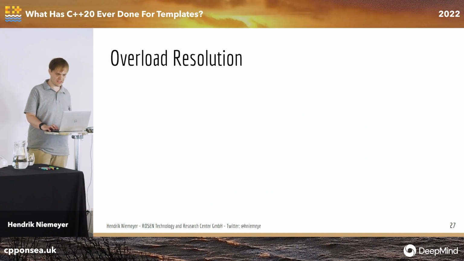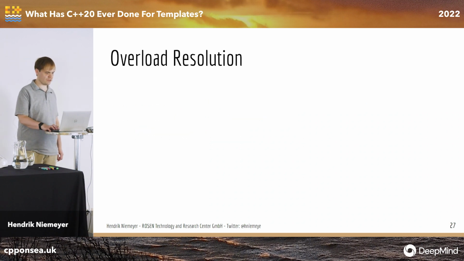And the next thing, and maybe the most important thing with concepts, is how do they change overload resolution? Because at the moment we only ever had one function template with one concept, and either it's correct and our code compiles or it's incorrect and our code breaks. But what if we have multiple function templates, for example?